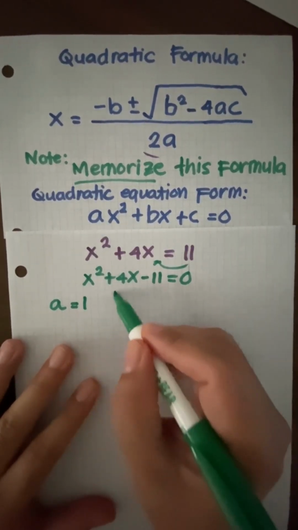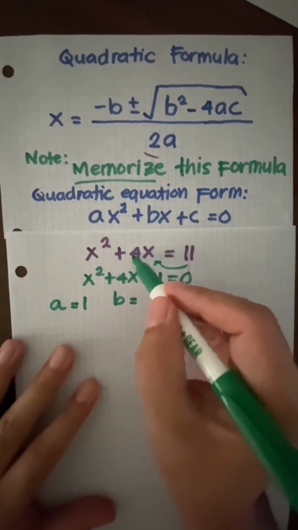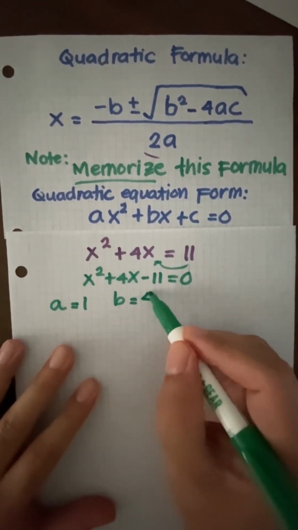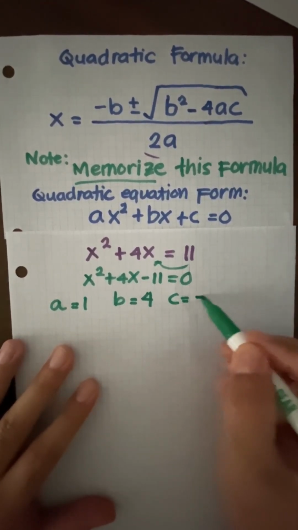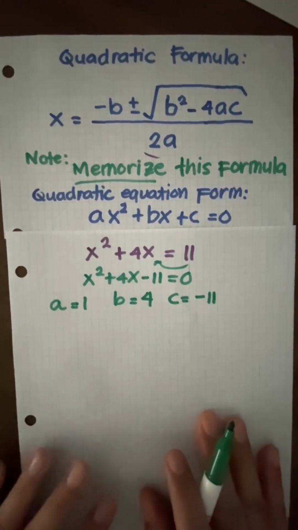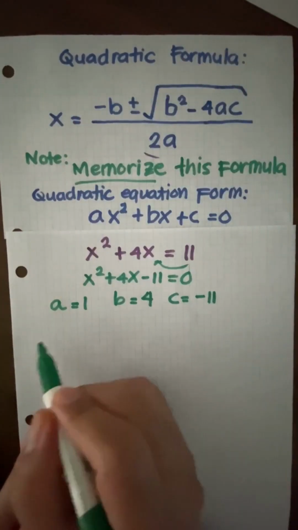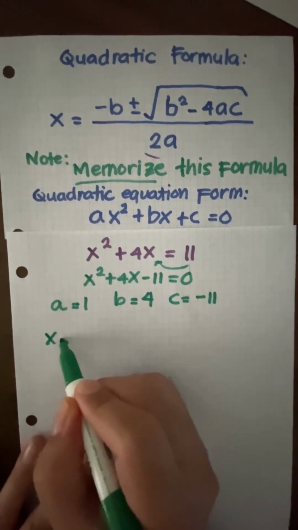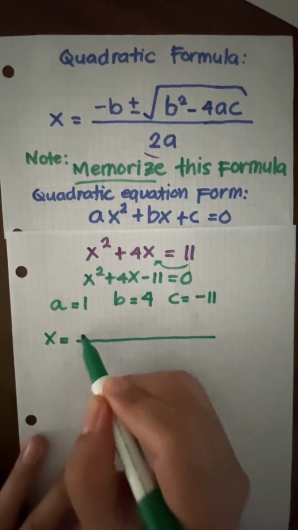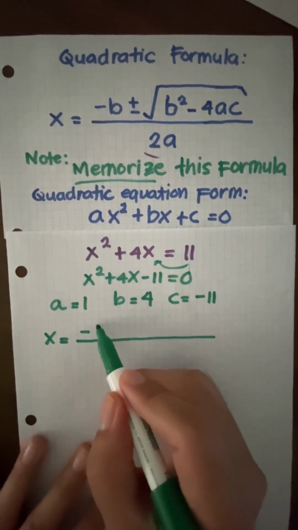Let us find the coefficients. The coefficients are 1, 4, and -11. You probably know the next step, and that is put those coefficients into the quadratic formula.